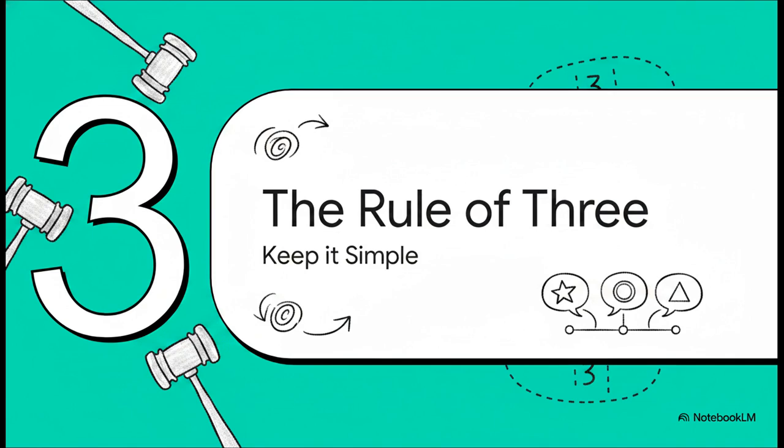Section 3, the rule of 3. Keep it simple. Let's all take a massive collective sigh of relief because unless you're literally running an auction house, nobody talks like that in everyday life. In the real world, the magic number is 3.